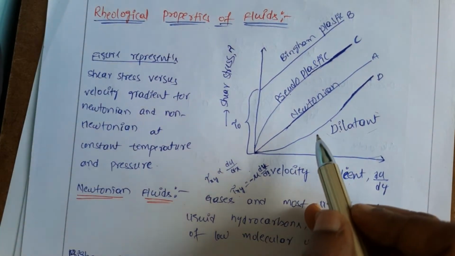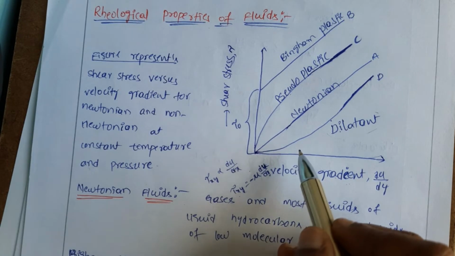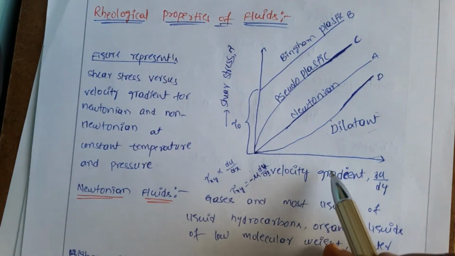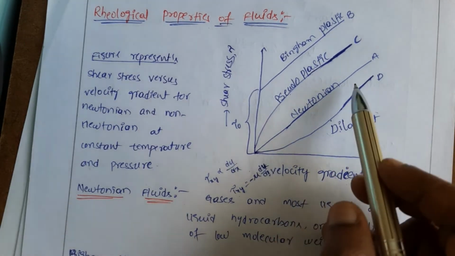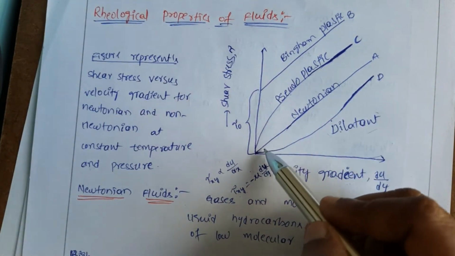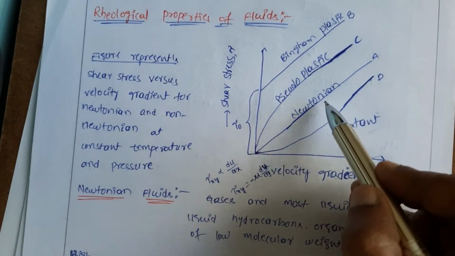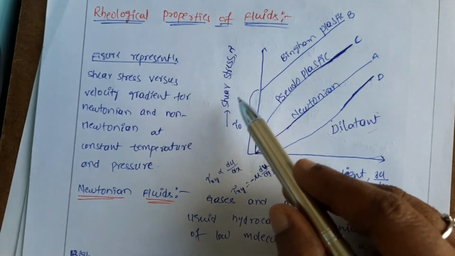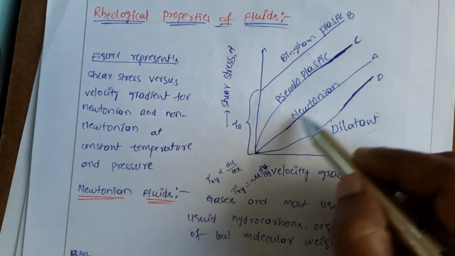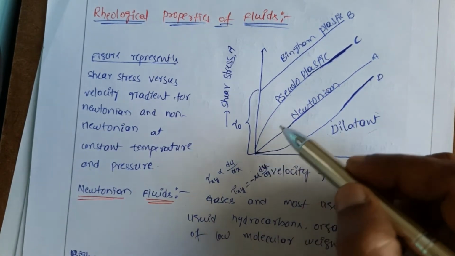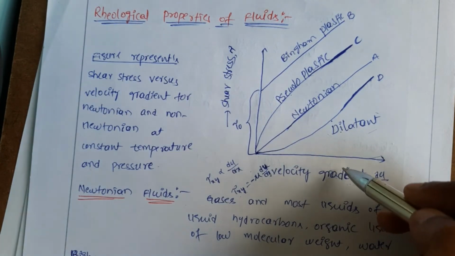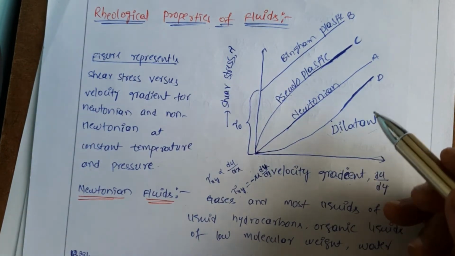So all of you are well aware of this diagram, right? This is nothing but the shear stress versus velocity gradient plot at constant temperature and pressure. This is given for different fluids. The curve indicates the behavior of Newtonian fluids. The curve will be a straight line passing through the origin. It means the shear stress is directly proportional to the velocity gradient. The proportionality constant is indicated as viscosity.